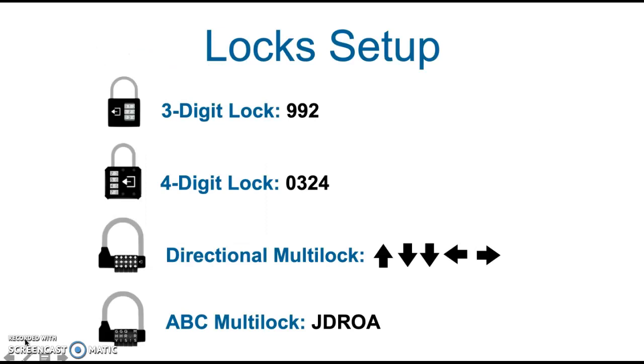For the different locks this game uses, it uses a 3-digit lock, a 4-digit lock, a directional multi-lock, and ABC multi-lock as well. The code for the 3-digit lock is 992. The code for the 4-digit lock is 0324. And the code for the directional multi-lock is up, down, down, left, right. And the code for the ABC multi-lock is JDROA.